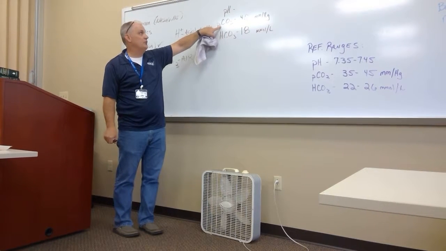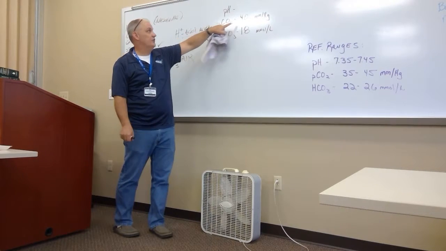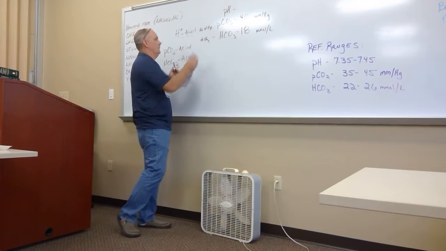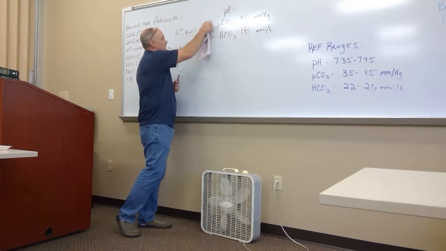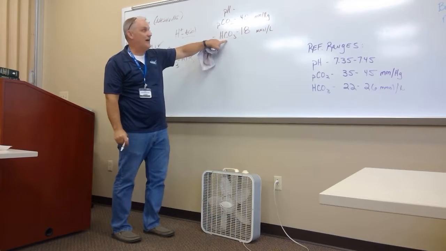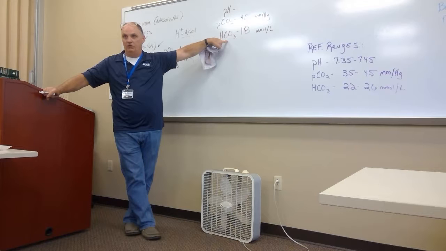If the partial CO2 is high, which is 40, well, actually, this is normal. I told you guys wrong. Aaron? Yes, sir. If the PCO2 is normal and the bicarbonate is the only thing that's affected, this is a metabolic problem. Metabolic. Everybody with me on that?